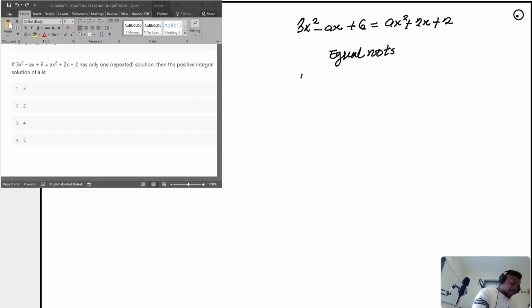So in that case, for equal root, discriminant is equal to 0.